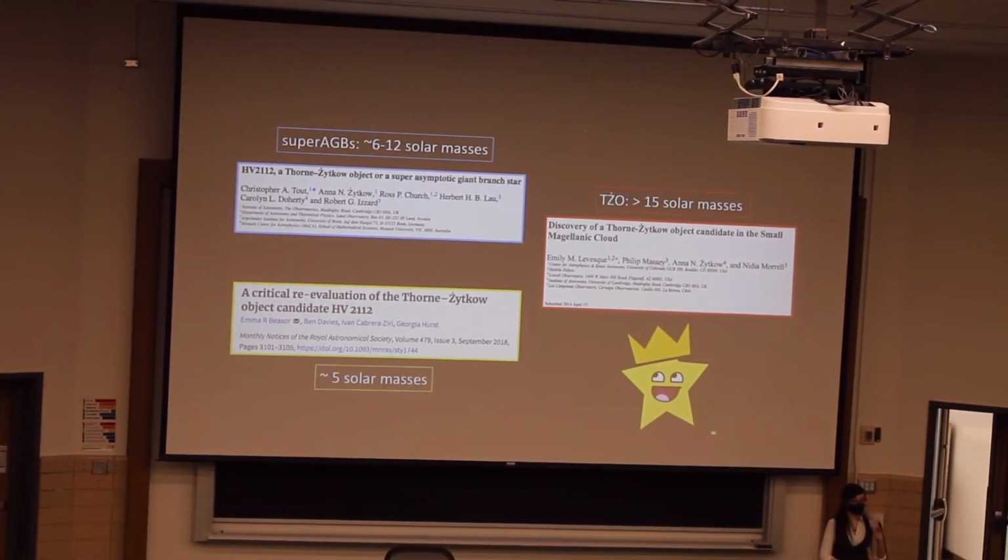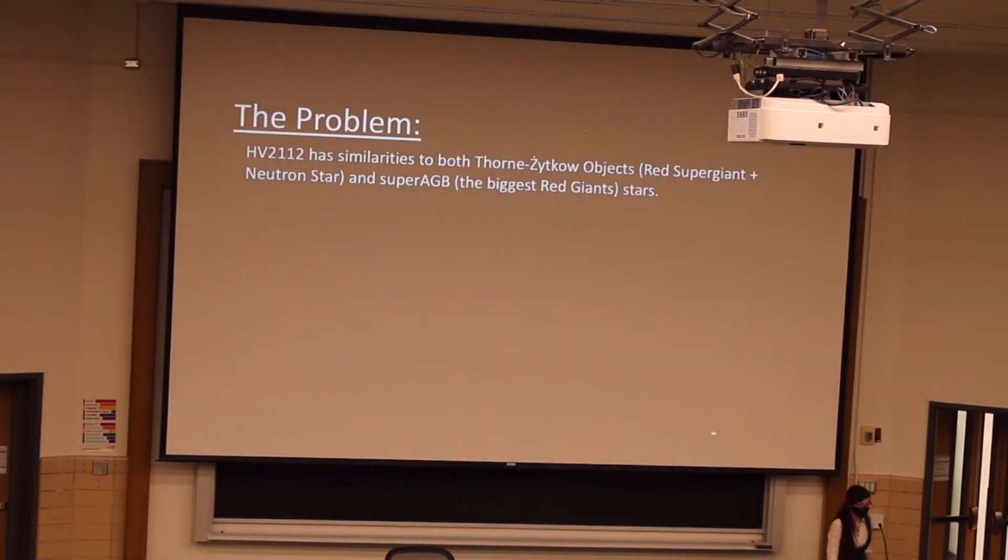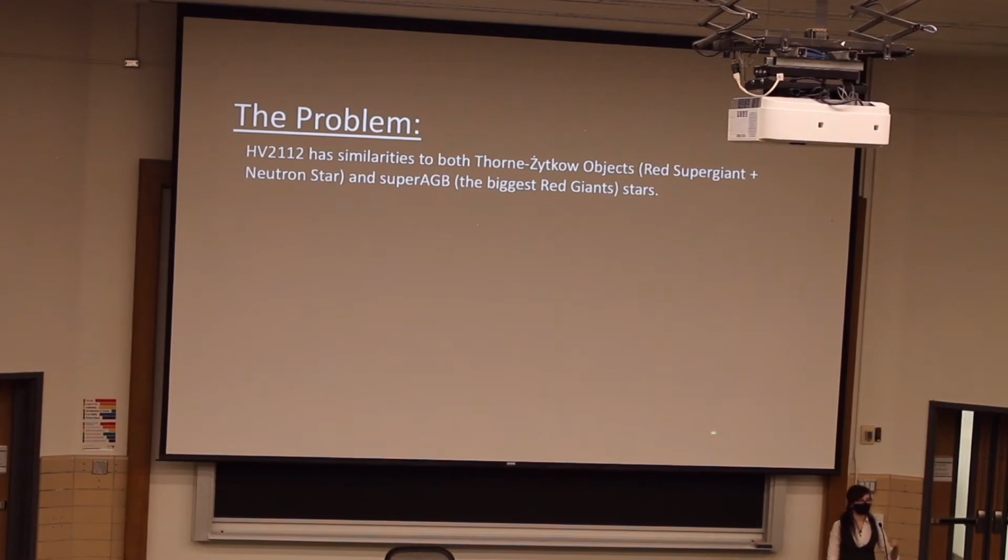And this is where myself and our collaborators came in. They have this problem. HV2112 has similarities to both Thorne-Zytkow objects and super AGB stars. Crucially, hilariously and also frustratingly, despite being totally different, TZOs and super AGB stars have the same elemental signatures in their atmospheres. It's through totally different processes, but it's the way that it ended up. So spectroscopy alone, while it's enough to tell us that the star is weird, it's not enough to tell us what flavor of rare star it is.